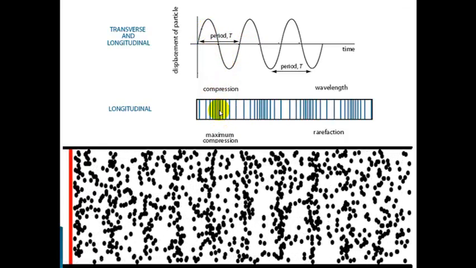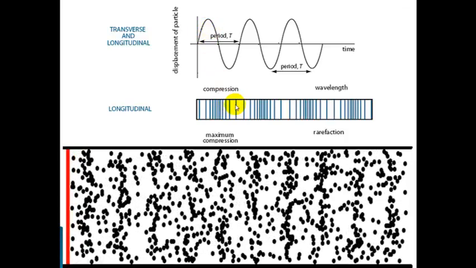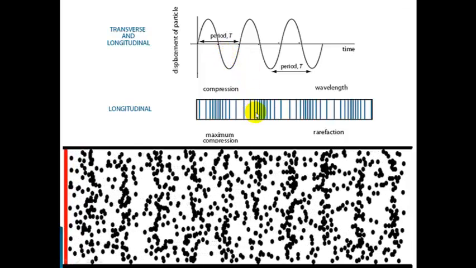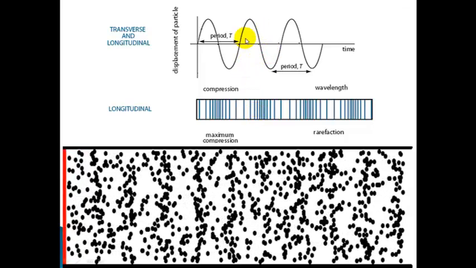Now, if you notice, the first compression is when all these particles are moved to the right. These are moved to the right. These particles here move to the right. So we have a positive displacement here. Here, these particles are moved to the left, so we have a negative displacement here. And here again, these particles are moving to the right, so we have a positive displacement.